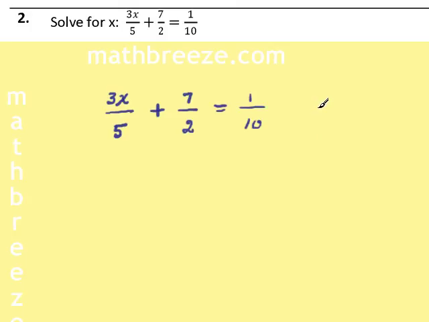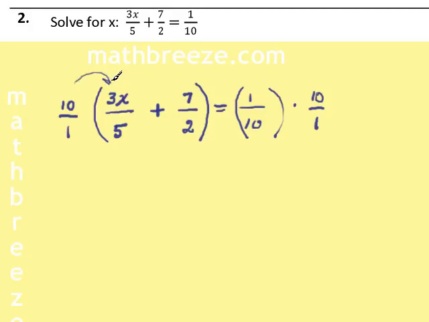In this second example, we have the denominators 5, 2, and 10. And again, we would like to multiply both sides by a number that will clear out the denominators. Well, if we multiply both sides by 5, then this denominator will clear out, or by 2, this one will. But if we multiply both sides by 10, since 5 divides into 10 and 2 divides into 10, all the denominators will be cleared out. So what we do is we multiply both sides by a number that all the denominators divide into evenly. So the smallest number is 10 in this case.